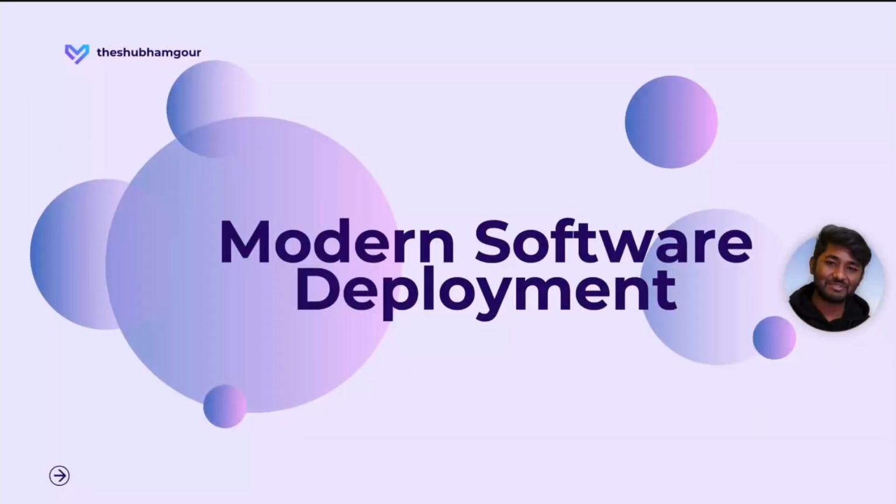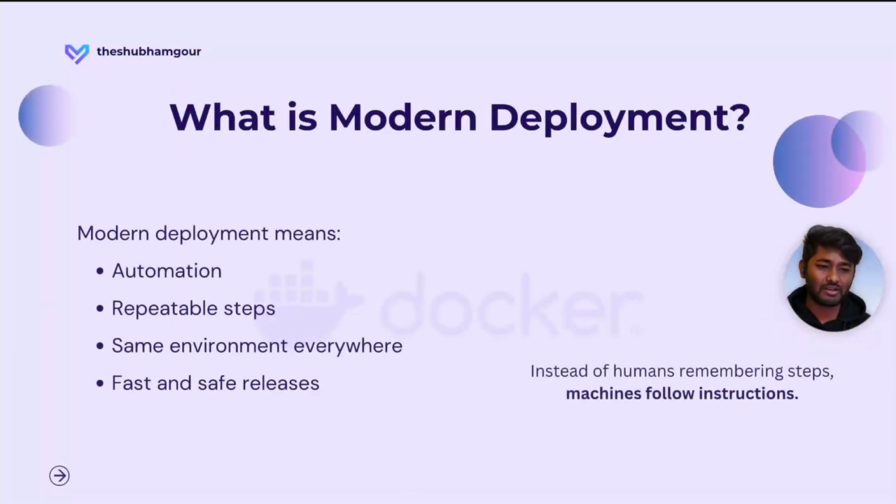And then comes the lifesaver, which we call modern software deployment, right? So what actually is modern deployment? Modern deployment means automation, repeatable steps, same environment everywhere, fast and safe releases. So instead of humans remembering things, machines follow the instructions. Now, let us take an example to understand this.